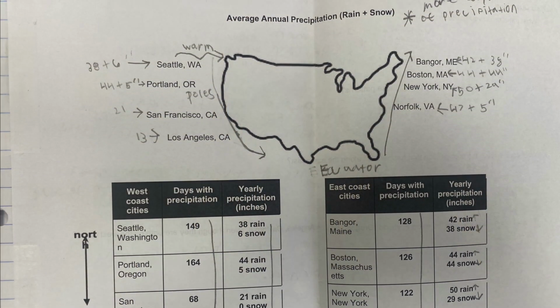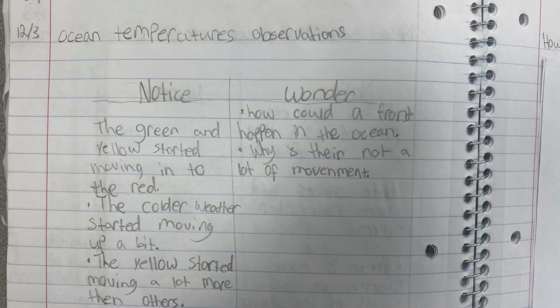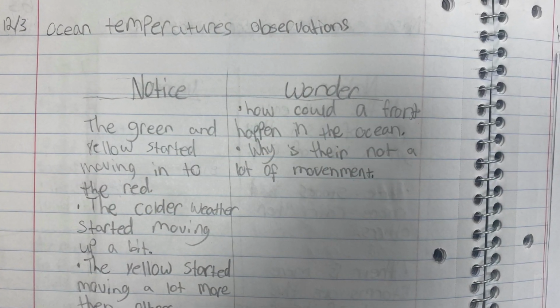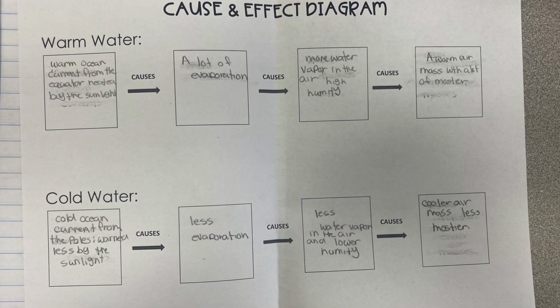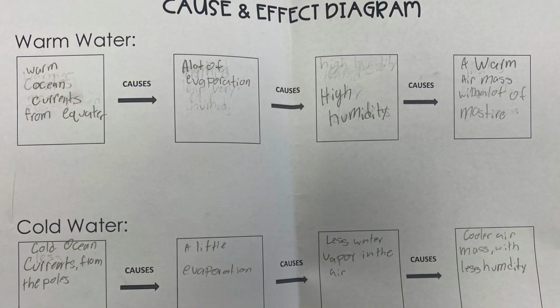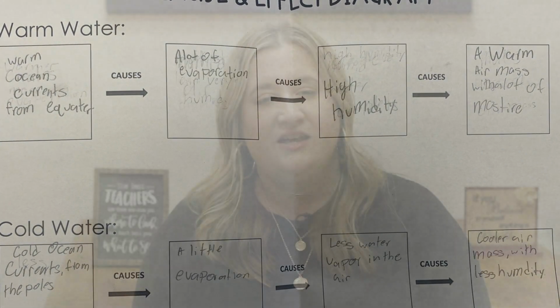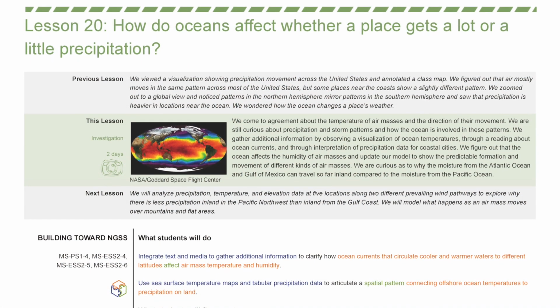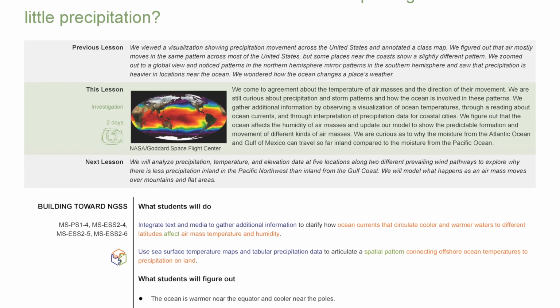On day 2 of this lesson, students will analyze precipitation data from coastal cities and use what we figured out about ocean currents and temperatures on day 1 to make sense of the data. We will then have a consensus discussion that focuses on producing a summary of key ideas and create a cause and effect diagram that traces how oceans are connected to large precipitation events in the United States. Students will then reopen their exit tickets from day 1 and add any additional ideas or information figured out on day 2 to ensure that all students can answer the lesson question: how do oceans affect whether a place gets a little or a lot of precipitation?